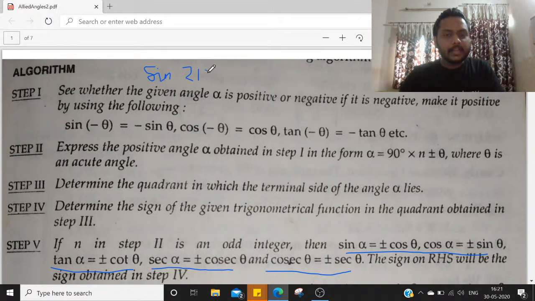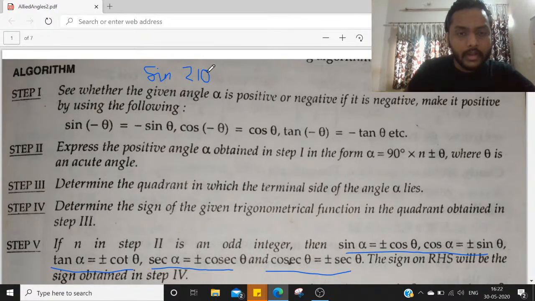We have been given sine of 210 degree. Now the first thing is what? First thing is to identify ki mere ko kahin angle negative to nahi diya hai. Haan ji, mere ko angle negative nahi diya hai. Let's move forward. When you have not been given the negative angle, your next step is what? Your next step is to get this angle in the form of 90 times n plus minus theta.